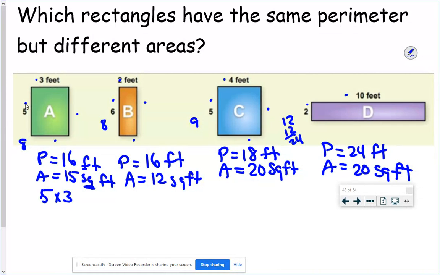So let's see if we can tell which of these have the same perimeter but different areas. So here's a perimeter that's the same, and there's a perimeter that's the same. And of course, they have different areas. So your answer is A and B, rectangles A and B.